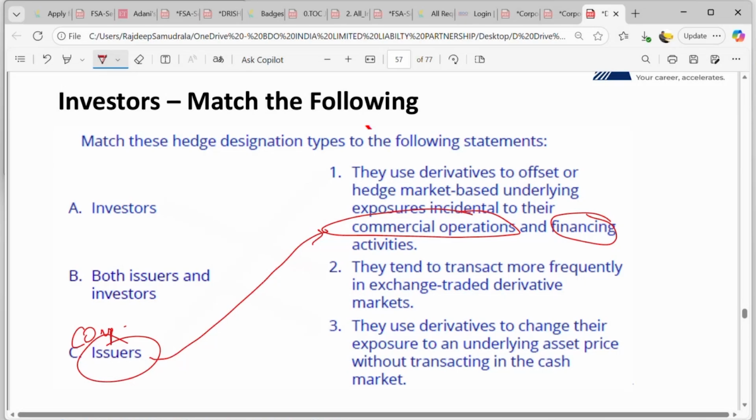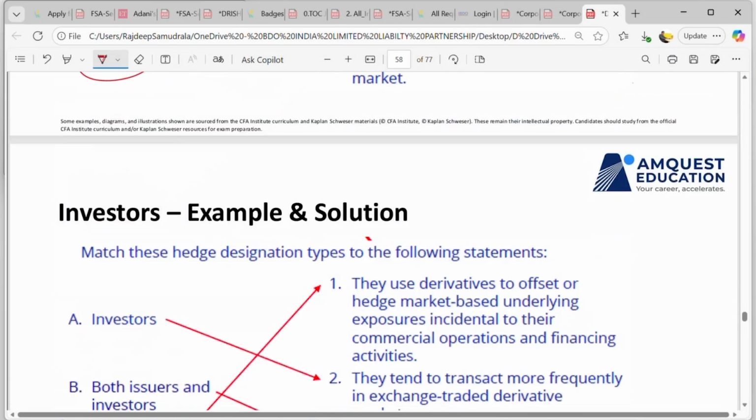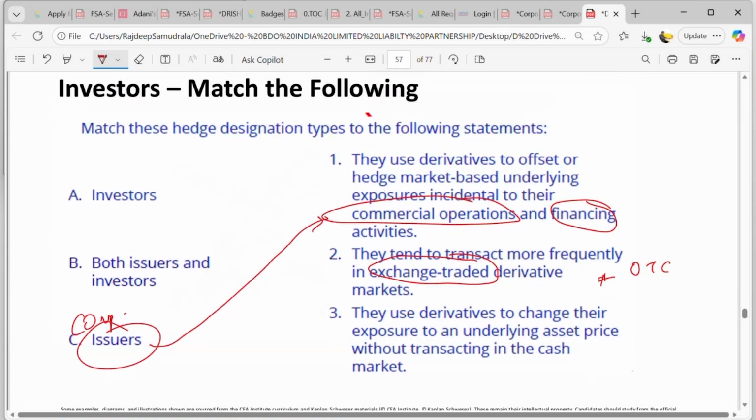Who uses derivatives to change the exposure to underlying asset price without transacting in the cash market? Both or only investors? And do issuers also invest in exchange traded derivatives, or do they do OTC also? Because OTC is others, right? Who does OTC and exchange traded? Can I say issuers also do exchange traded more frequently, or do they do OTC more frequently? Issuers. And so, exchange traded is done by whom? Both or investors?